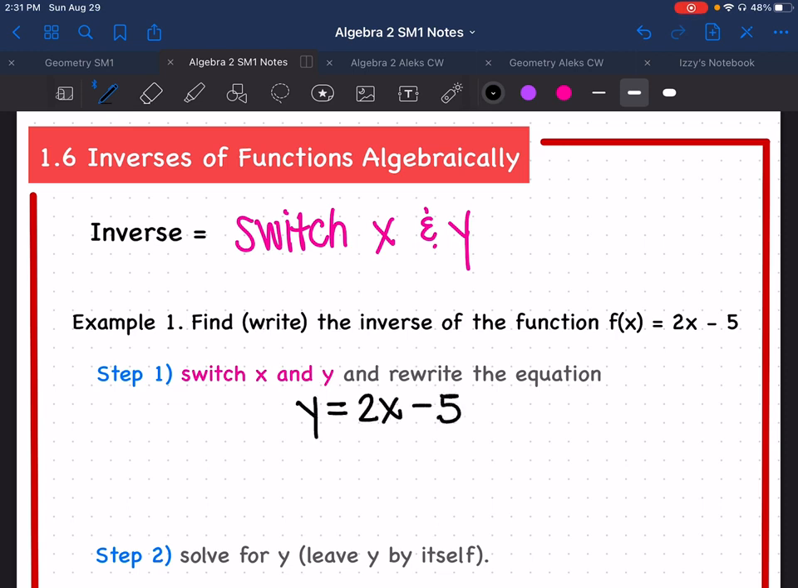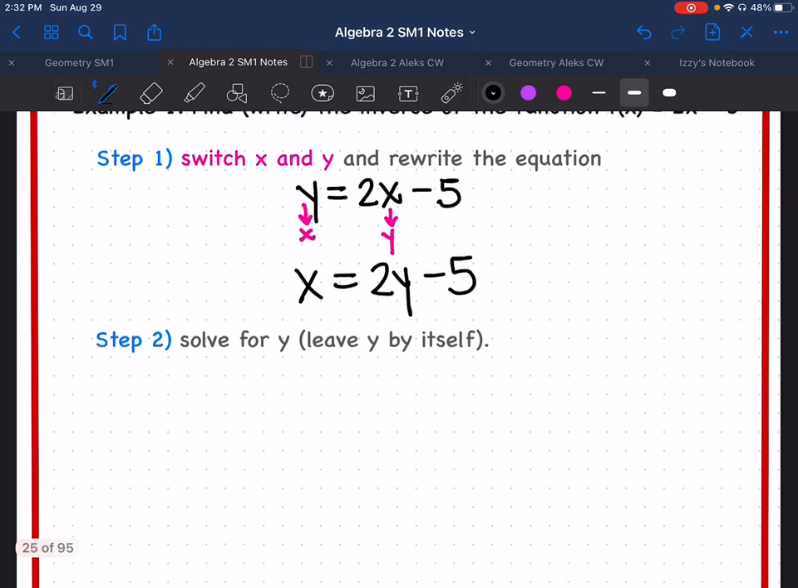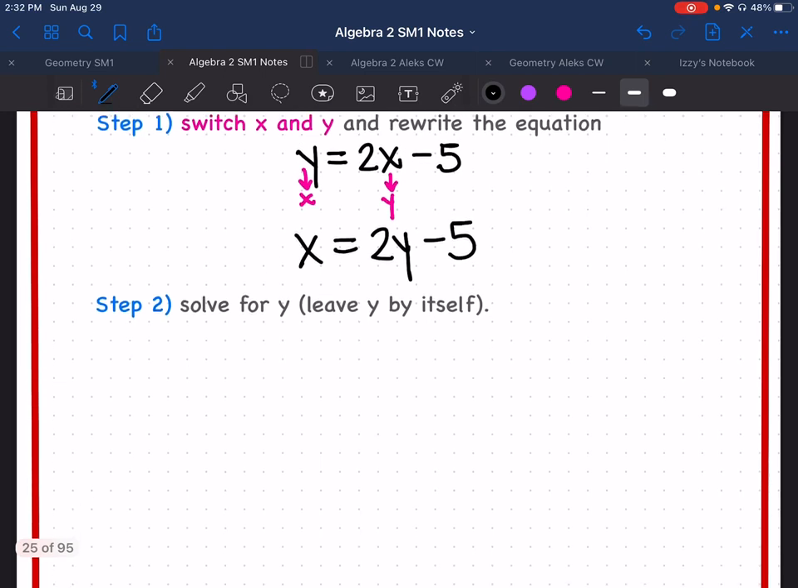I'm going to take my x and my y, and I'm going to switch them. The y is going to become x, and the x is going to become y. So I would write it as x equals 2y minus 5. Now that I have them switched, I'm going to go ahead and solve for y. What I must do is get the letter y all by itself. I must leave it alone.